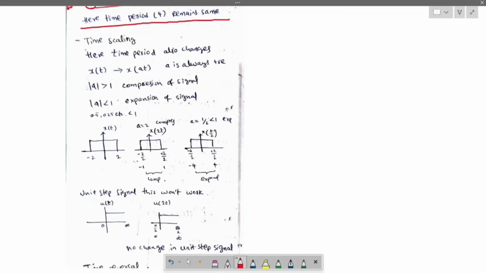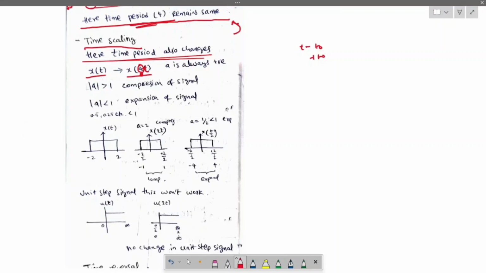Now let us see the time scaling operation. In this operation, the time period also changes. In the last operation, time shifting, there is a fixed time period, but here the time period also changes in this time scaling. Suppose x of t, if we perform an operation like x of at, here in the scaling, the a will multiply the t. In the last operation it was in the form of subtraction or addition. Here it is multiplication or division.